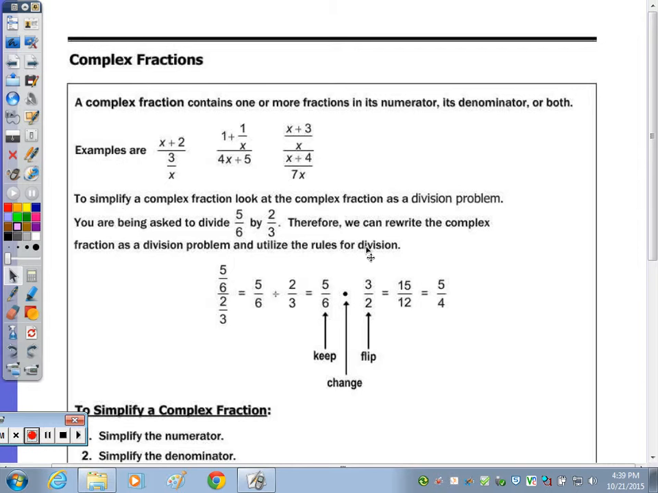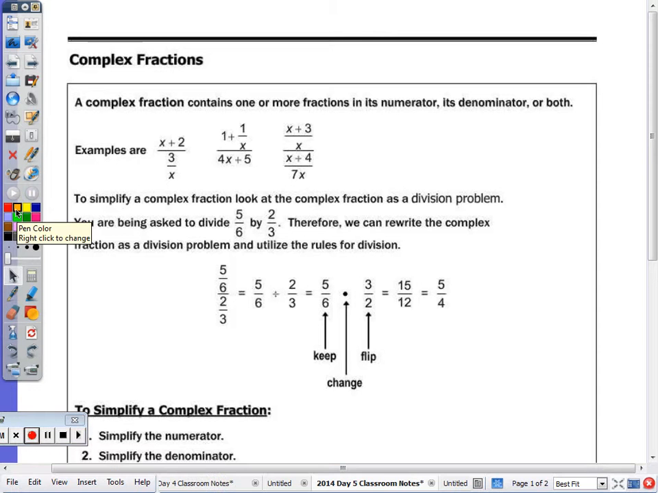Today's notes are complex fractions, and the name is a pretty good name because these are complex. At the top, if you read along with me, it says a complex fraction contains one or more fractions in its numerator, denominator, or both. And here's some examples. So here we only have a fraction in the denominator.